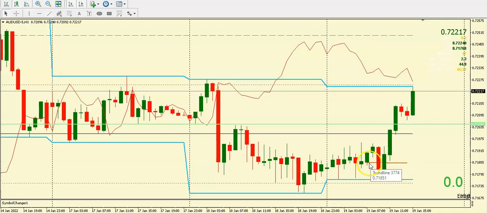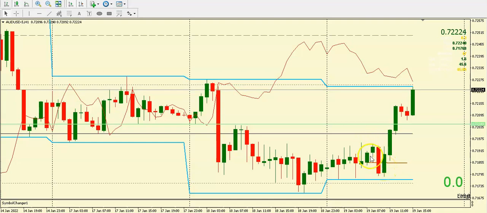Okay. This is 12, 1, 2, 3. So at London, we have the stop run down below the 12 midnight, and price turns around and goes up.